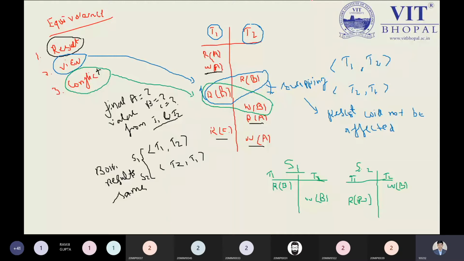What is result equivalence saying to us? You should not think right now, sir, this part we already discussed, so why are we discussing it. This is just a revision of the previous class, and this slide is important for moving to the next part as well.